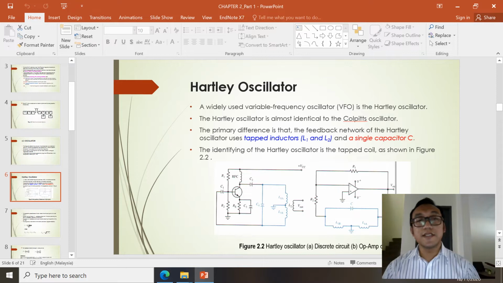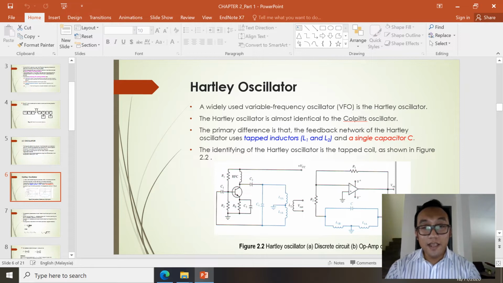This is the first type of oscillator. We call this the Hartley oscillator. The difference between the Hartley oscillator and the other types of oscillator is the number of capacitors and the number of inductors. Sorry, the Hartley oscillator has 2 inductors and 1 capacitor. The inductors are put in series, in parallel with the capacitor. That's the Hartley oscillator.